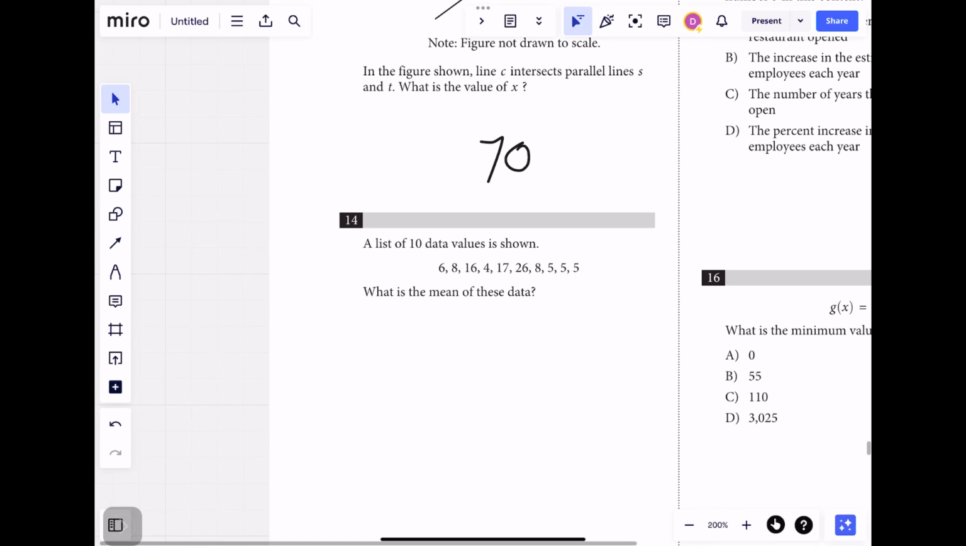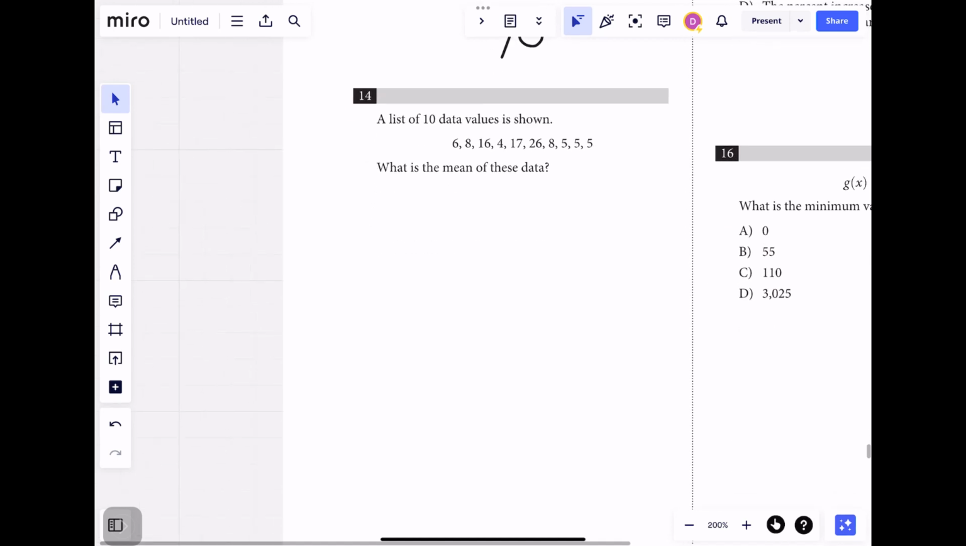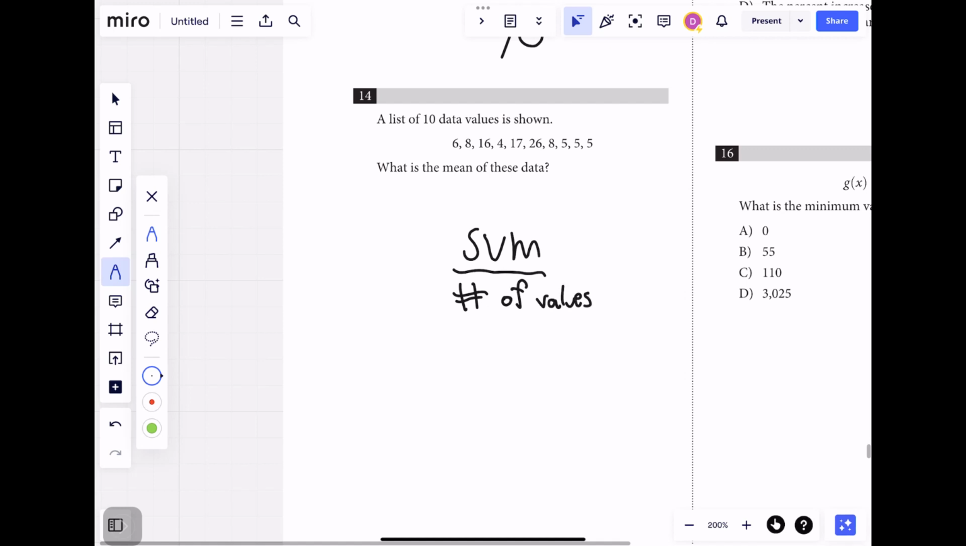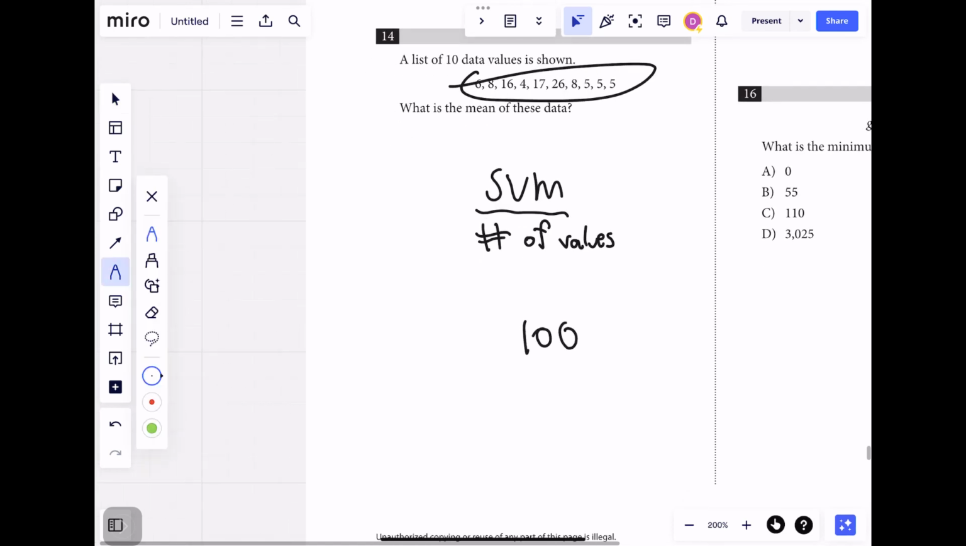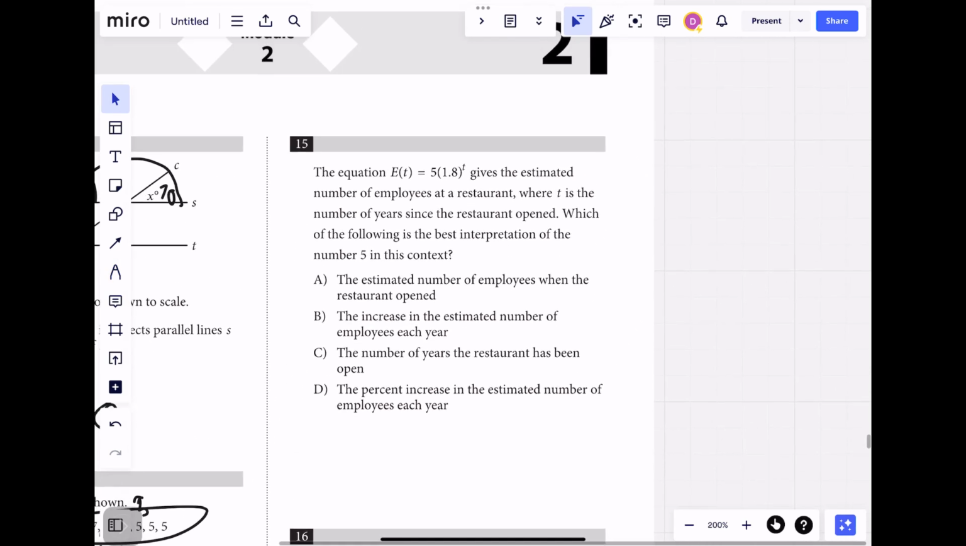A list of 10 values is shown. What is the mean of the data? The mean is basically the same as saying what's the average. The way you calculate the average is the sum of all the values over the number of values. So in this case, if you add them all together in the calculator, the sum is going to be 100. And since there's 5 on the side, 5 on the side, there's 10 total values. That means the final answer is going to be 10.